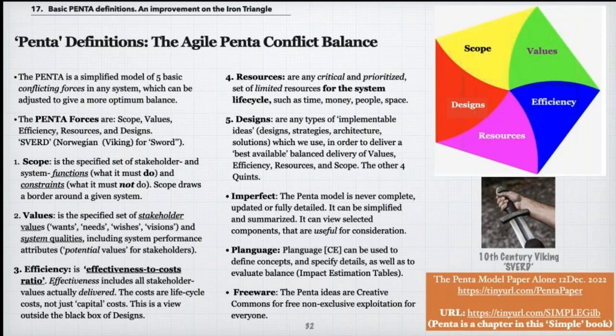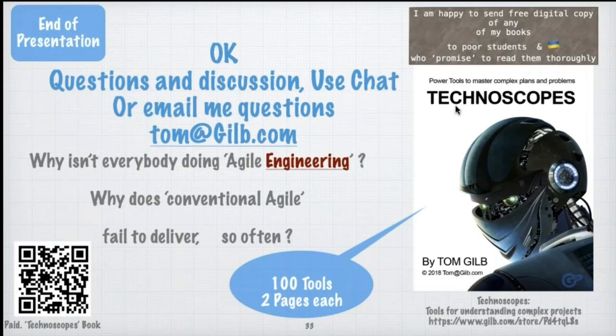I've invented a simplification to beat the iron triangle called the Penta method. And I don't have time to tell you about it, but maybe you'd like to read about it if you'd like something much better than the iron triangle, which fails to bring in designs and values, and therefore is actually wrong. Okay, end of presentation.